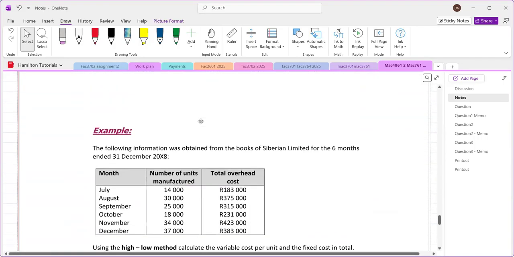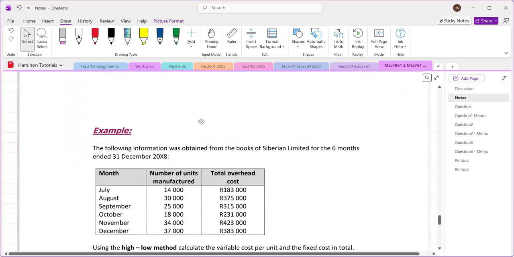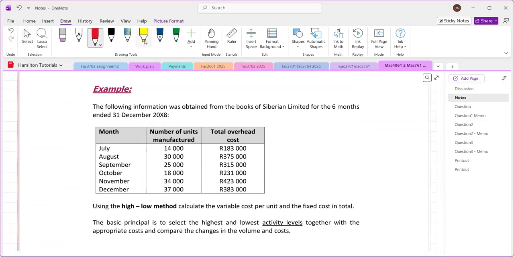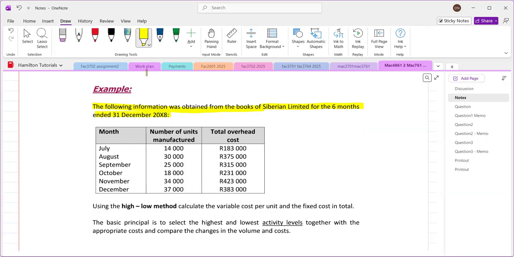So I've got a question here that I want us to do concerning the high-low method. This is what the question says. It's our example. The following information was obtained from the books of Siberian Limited for the 6 months ended 31 December of the year 20x8. So we have the months, we have the number of units manufactured in the different months, and then we have the total overhead cost.